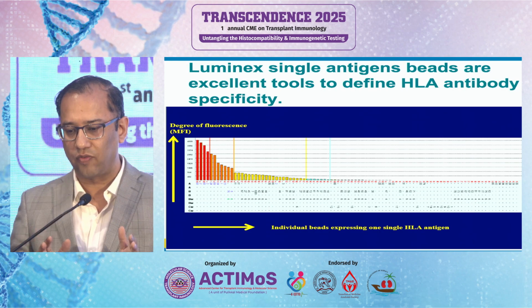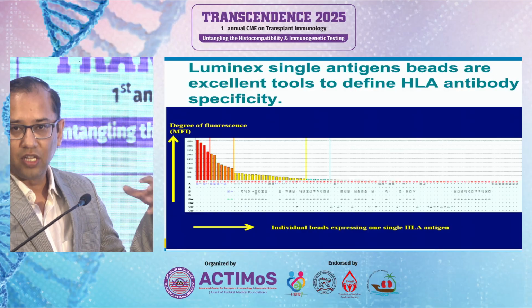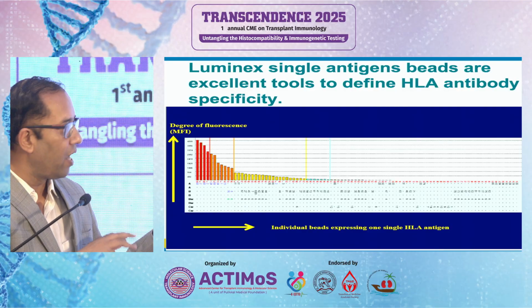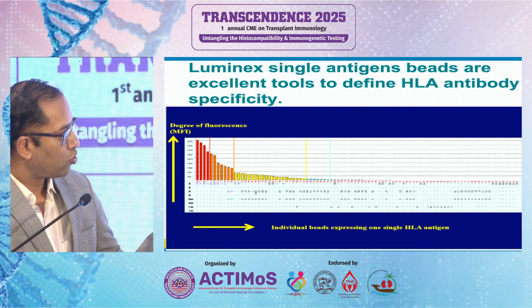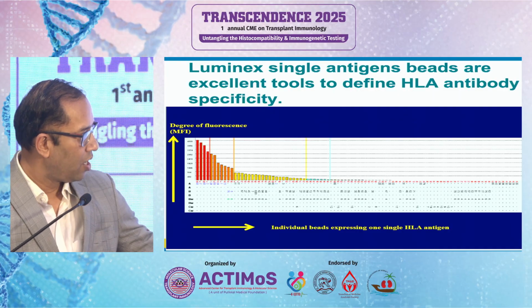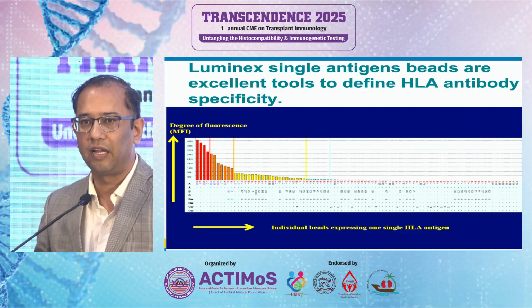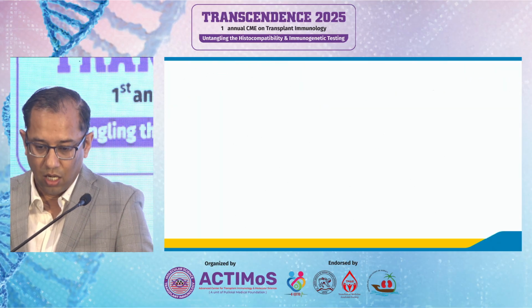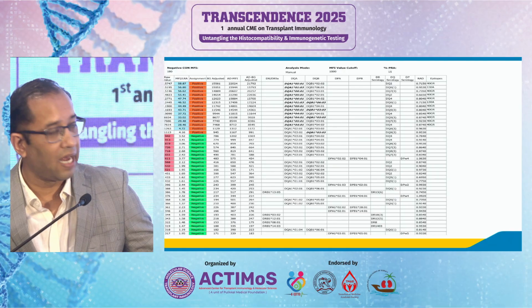So this is how the Luminex single antigen bead assay will look. You can stratify as well. The ones on the left are with the high titer MFI, or MFI which is more. So you can know that red and orange are the positive ones, and the ones which are yellow and blue have relatively lesser MFI. And this is how it looks as a sheet.